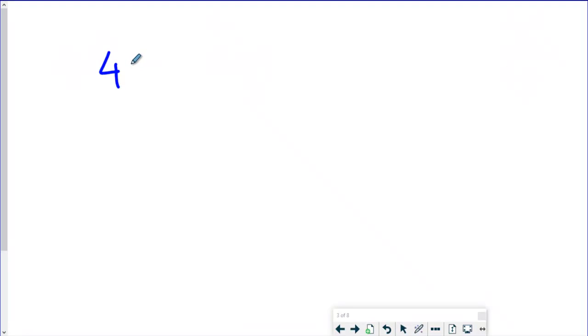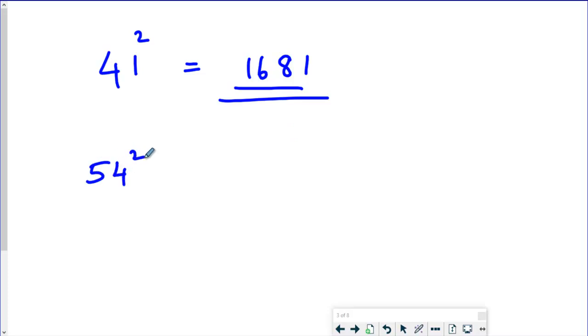Example, if you want to calculate 41 square. 1 square is 1. 4 into 1 is 4, 4 into 2 is 8. Now 4 square is 16. So the answer is 1681.